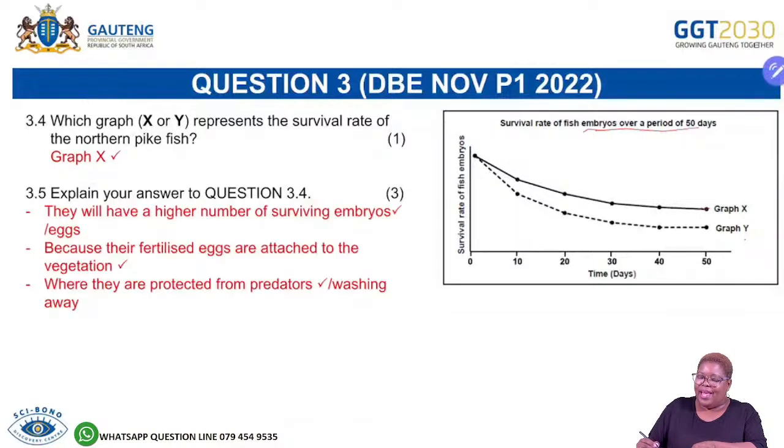Explain your answer. Why X? It is because they have a higher number of surviving embryos, right? And then, because their fertilized eggs are attached to the vegetation and are protected from predators or washing away. So we are saying we're going to have a higher number of surviving embryos because they are attached to the vegetation in which they are found. They are also protected from predators. Remember, once they are not protected from the predators, they can easily be destroyed.